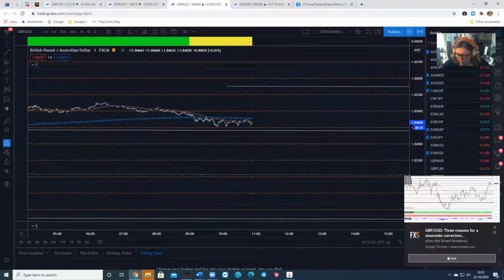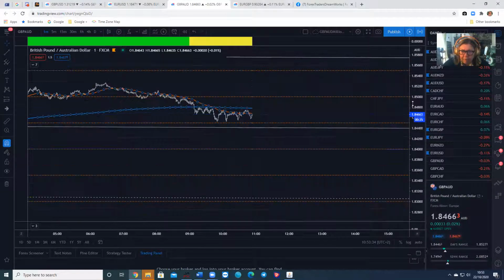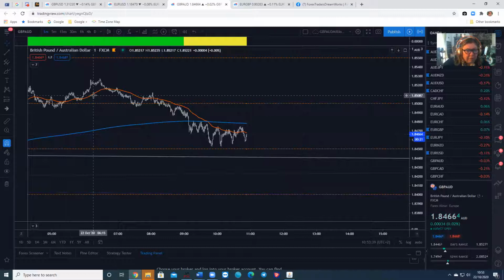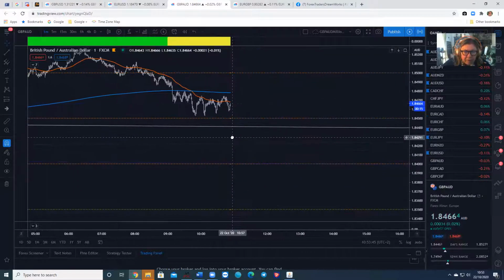GBP, 3 reasons for a downside correction after the Brexit breakout. That's what FX Streets has just flashed up in the corner. So that's saying to me GBPs are going down. That's the fundamentals. So we've got it under the 62. We've got quite a nice line of entry there.